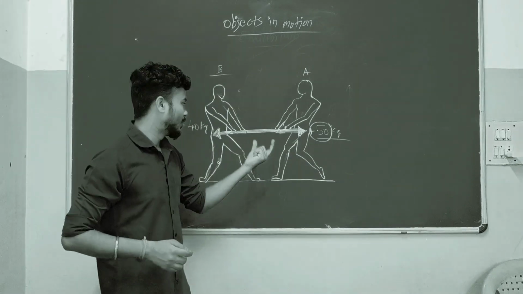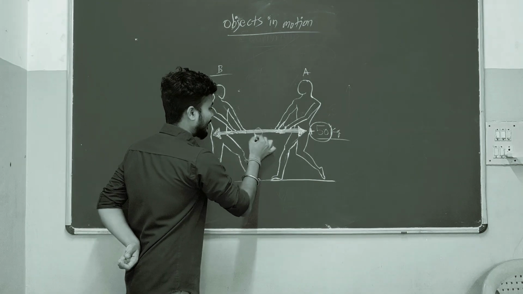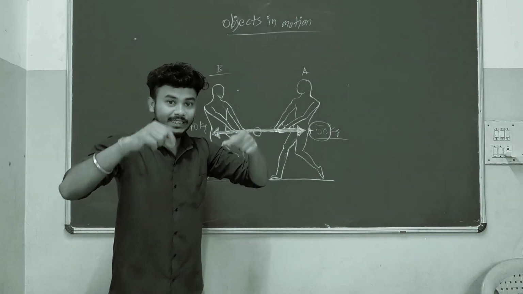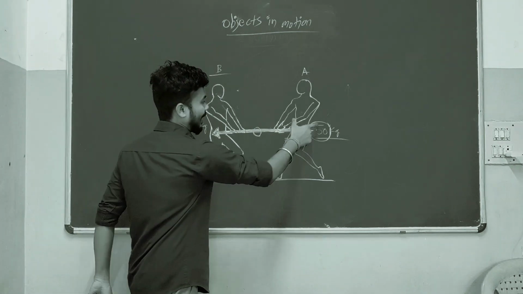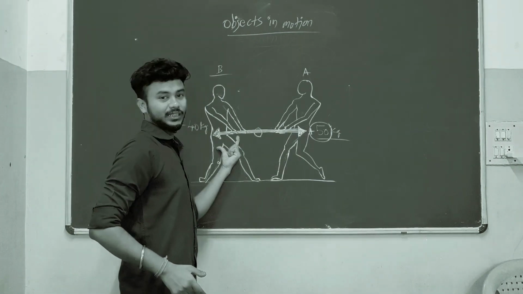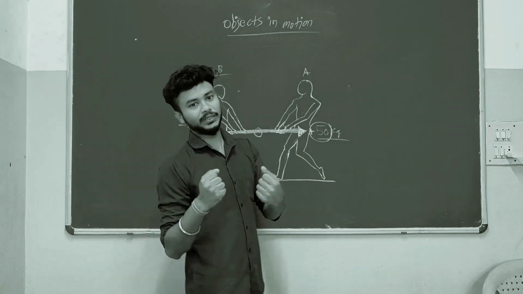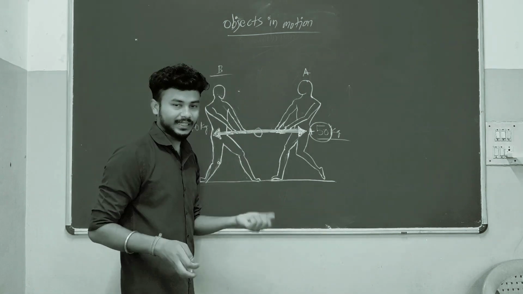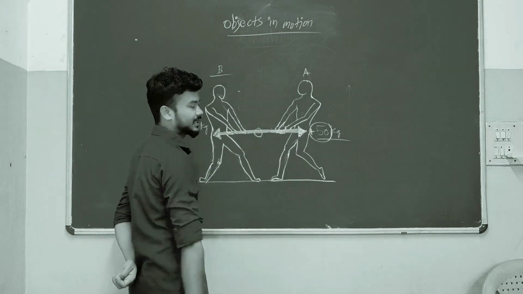Now, how much force is being applied on the rope? That we will see. We have to measure this force and this force. Then we will understand how much force the rope is getting. Now we will see person A force plus person B force.